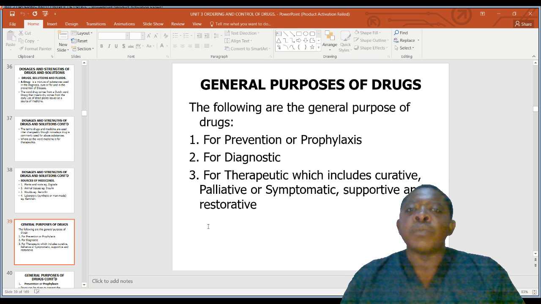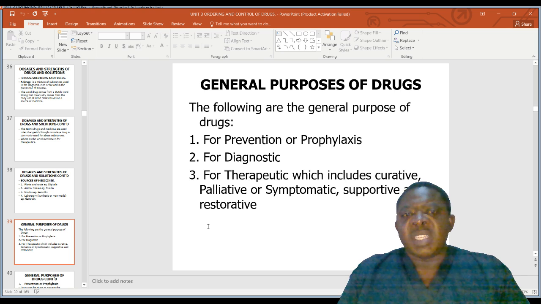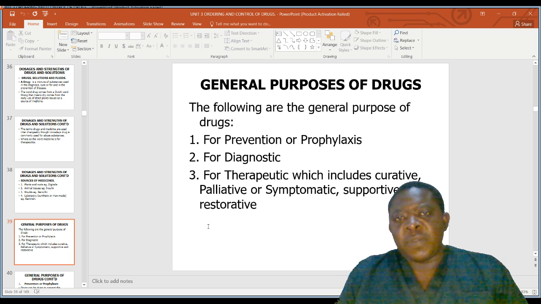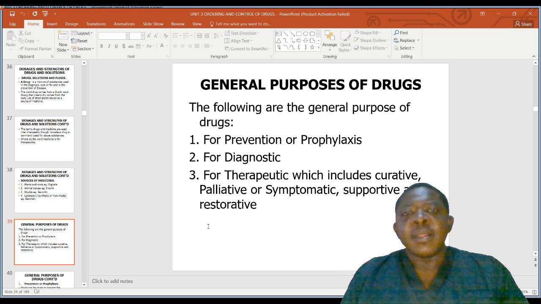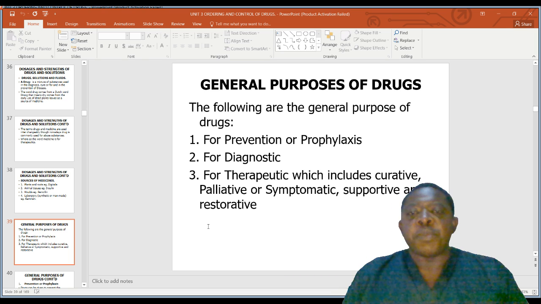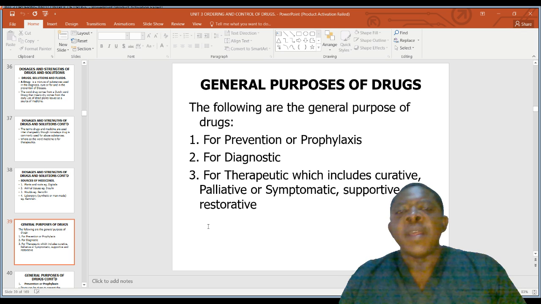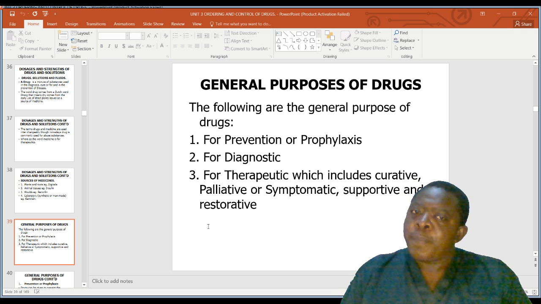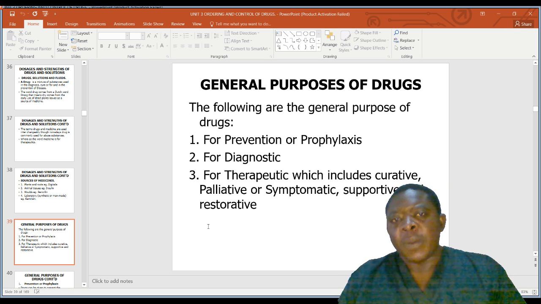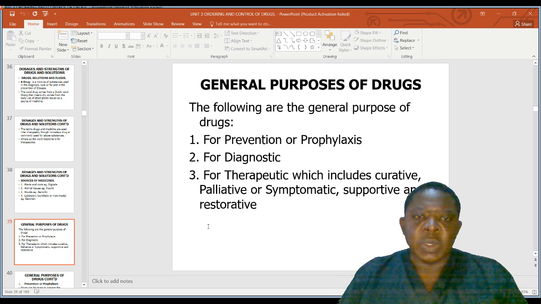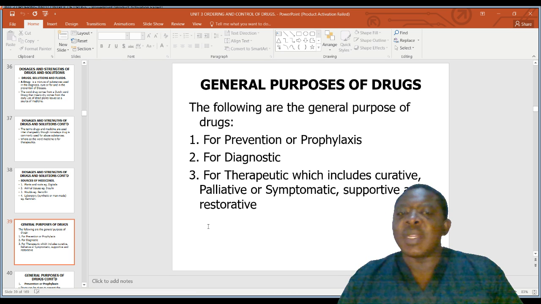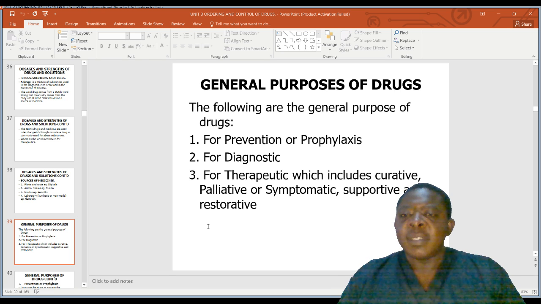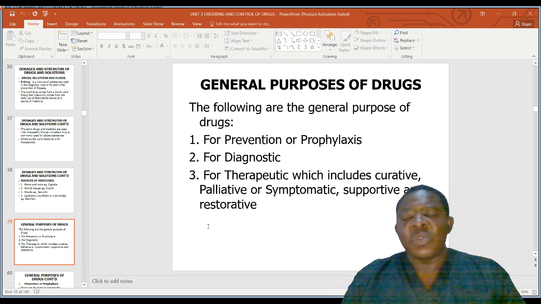Okay, so the general purpose of drugs. Let us now look at the general purpose of drugs. The following are the general purposes of drugs: first, prevention or prophylaxis. Then the other general purpose is diagnosis. Then the third one is therapeutic, which includes curative, palliative, symptomatic, supportive, and restorative.